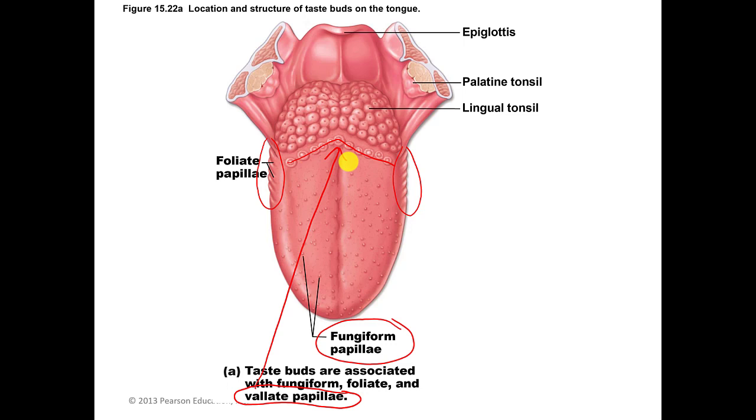Now, in the way back of your tongue, if you stick your tongue out, you see all these big bumps in the back. Those are not taste buds. That's actually a tonsil. That's called your lingual tonsil.